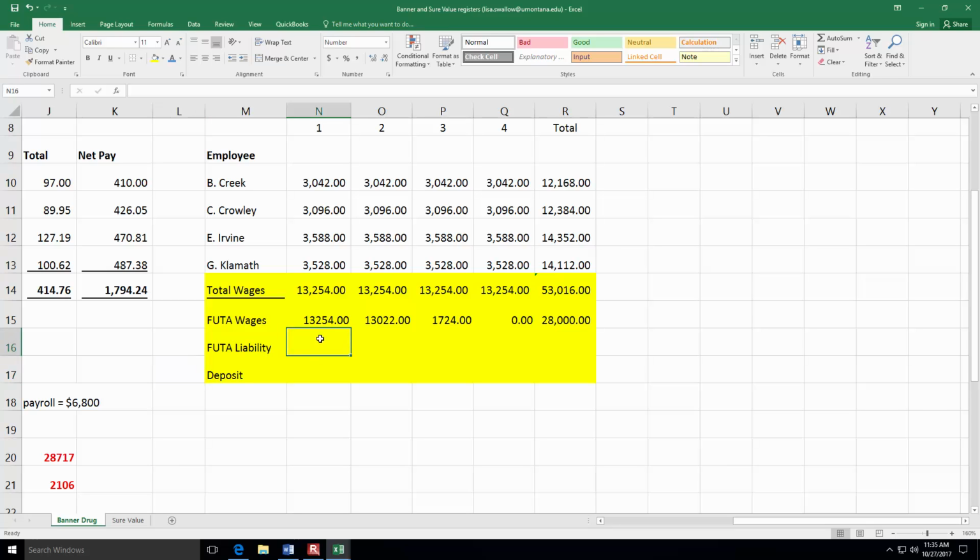Okay, how am I going to get the liability itself? What times what? How much is the liability? What percentage? FUTA tax is 0.6. So how do I write that? 0.006, right? So go ahead and figure out how much the liability is per quarter. That's just a simple calculation unless they happen to be in a credit reduction state.